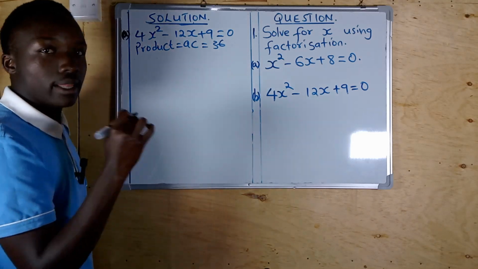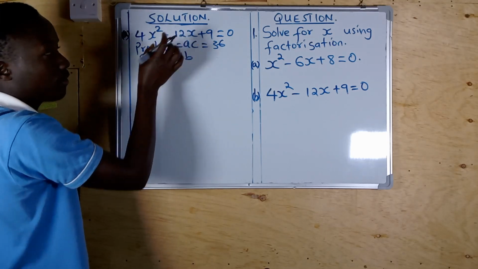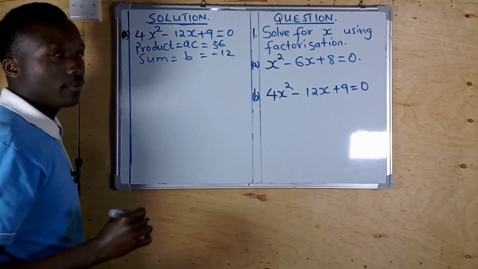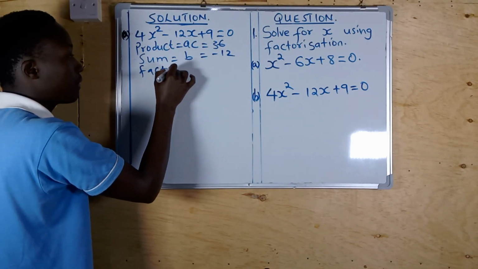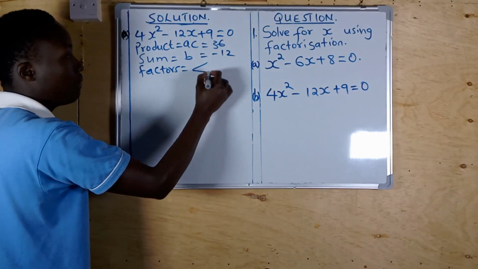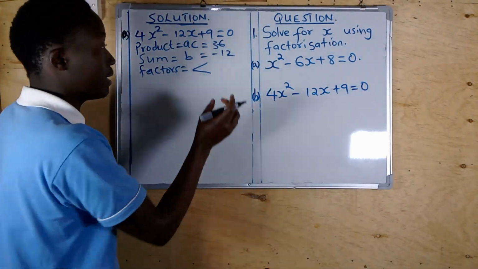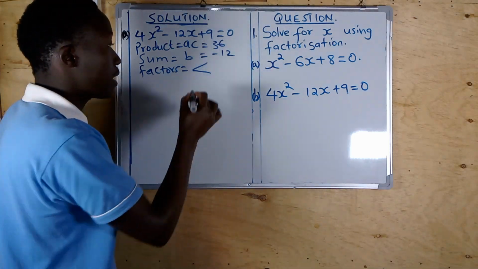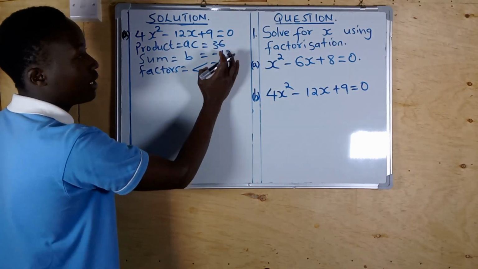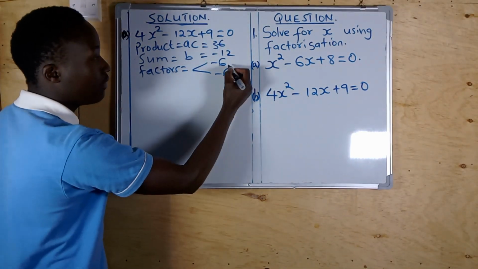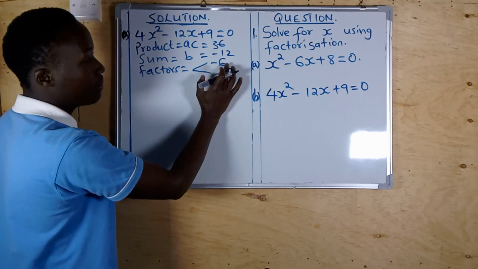Then we proceed to the sum, and our sum is equal to B. B is the coefficient of x, which is equal to negative 12. After getting the product and the sum, we are supposed to determine the factors, which are two numbers that when multiplied give us 36, and when added, the sum should be negative 12. And the two factors are going to be negative 6 and negative 6. So negative 6 multiplied by negative 6 will give us positive 36, reason being, a negative number times a negative number gives us a positive number. Then secondly, negative 6 plus negative 6 will give us negative 12.